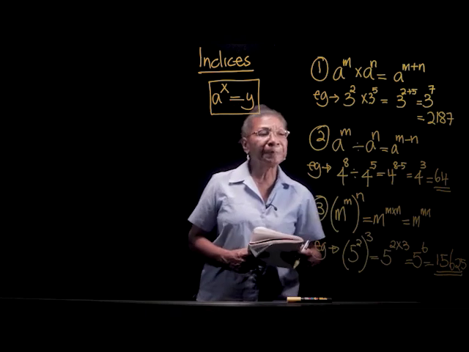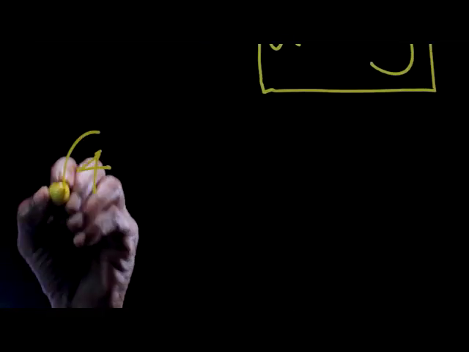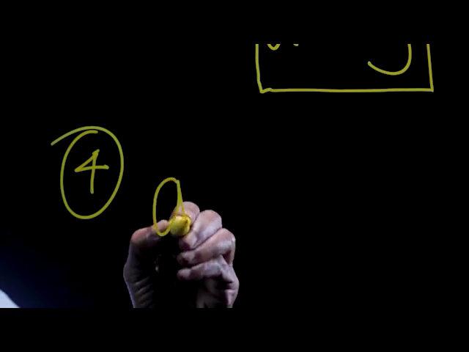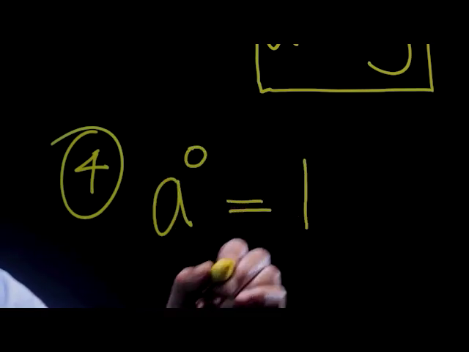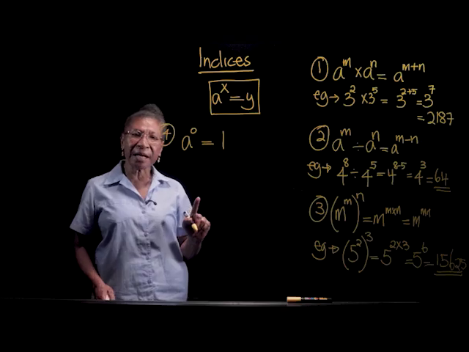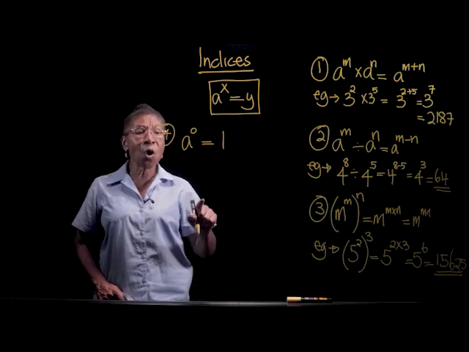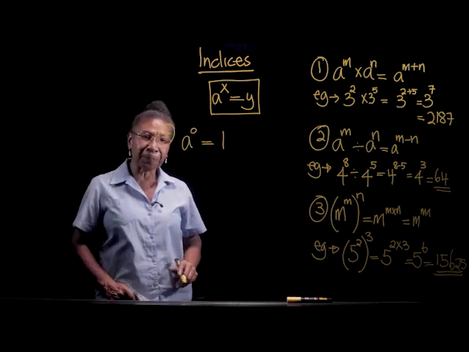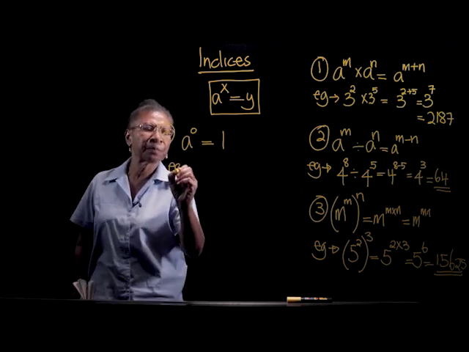Let's continue on to rule or law number 4. It gives us a raised to the power of 0. The value is 1. What does that mean? It simply means that any number at all in the counting system, for as long as the power is 0, its value is 1. Let's give an example.